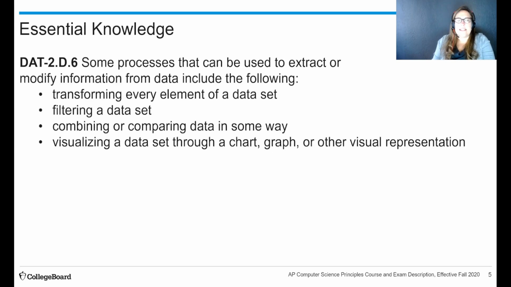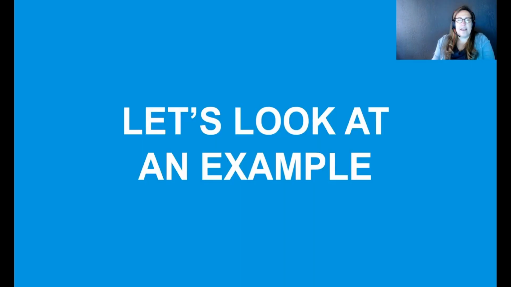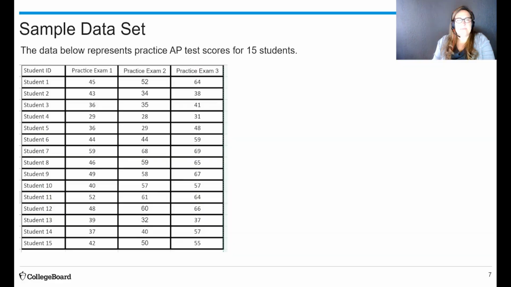Now, some processes that can be used to extract or modify information include transforming each element of a data set, filtering a data set, combining or comparing data, or visualizing data through a chart, graph, or visual representation. So, again, that's a lot of words. Let's look at an example and see it in use.